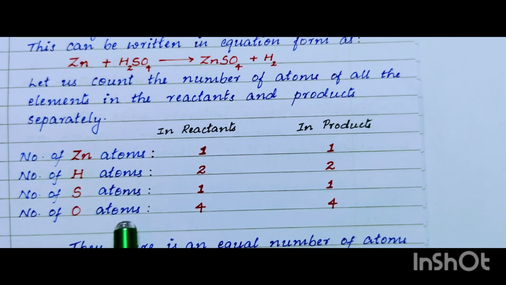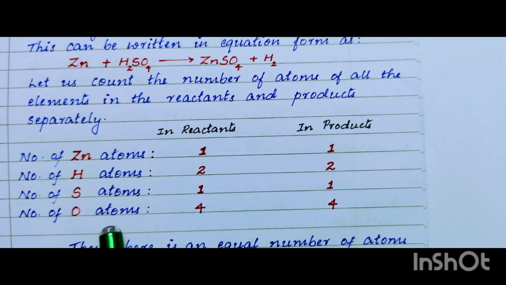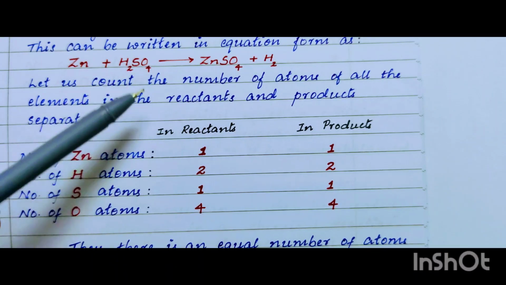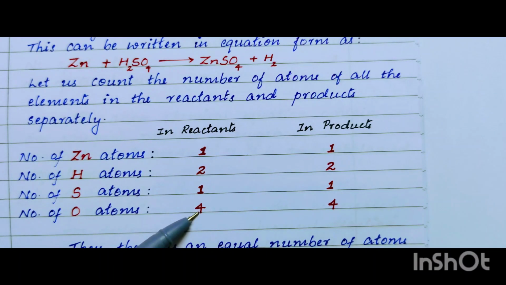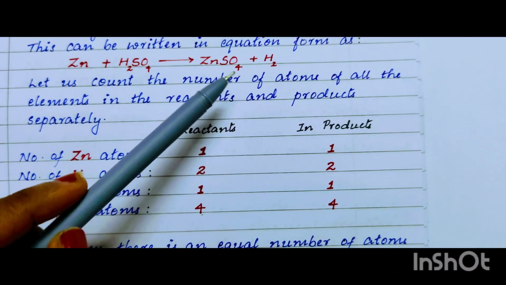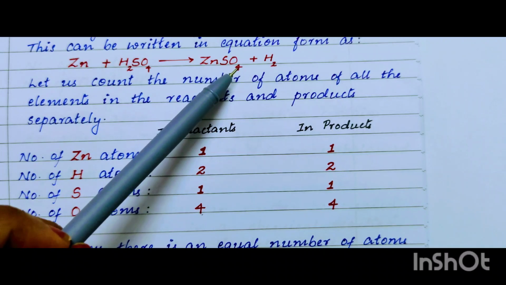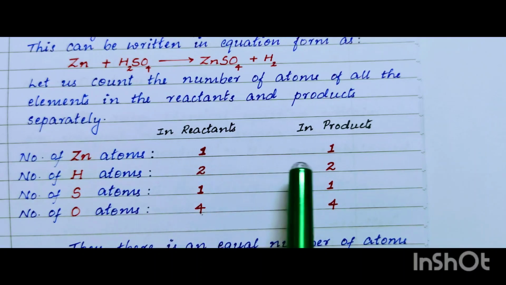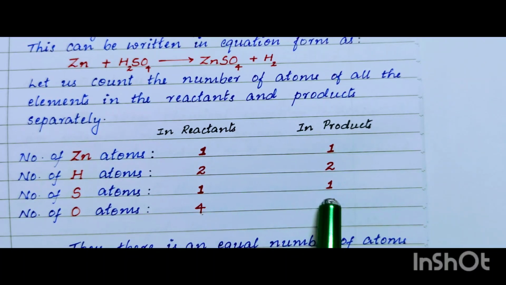Number of oxygen atoms. We can see here we have represented O4. That means 4 atoms of oxygen in the reactant side. And what about in the product side? We have mentioned here O4. Again 4 atoms of oxygen are present in the product side. See, equally, atoms are present in equal number.